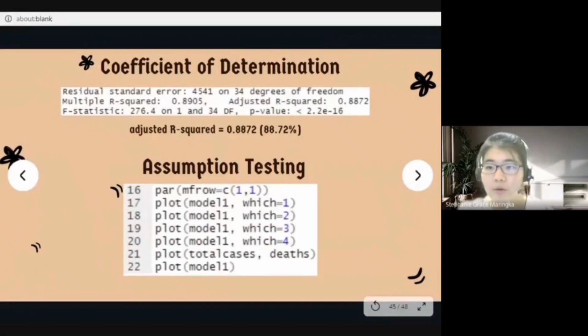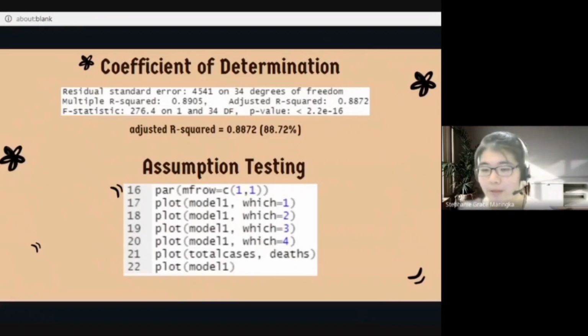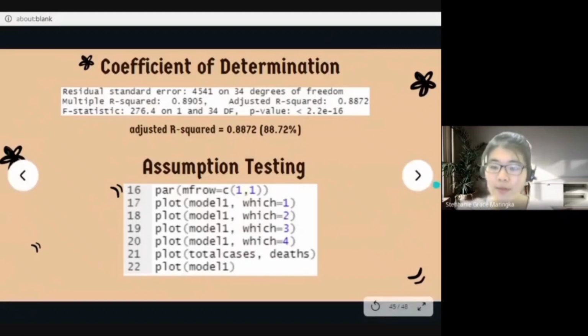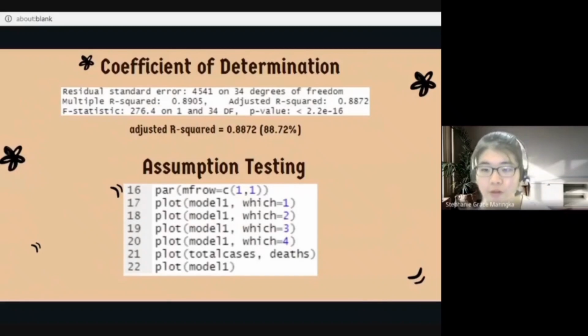The value of adjusted R squared is 88.72. This means that 88.72% of the variability of the data can be explained by the model. This value is very high, indicating the model is good to explain the data. After that, we do the assumption testing.